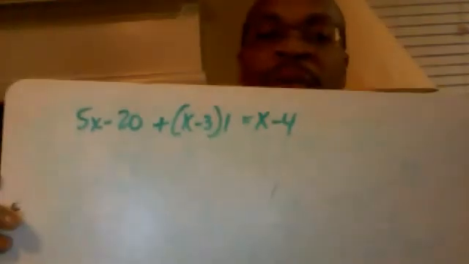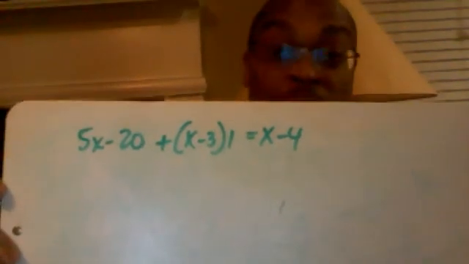Alright. Now what we're going to do is start solving this equation. And I'm showing you every step. Give me a second to erase some of this. Alright. That's where we're at right now. 5x minus 20 plus x minus 3, 1.